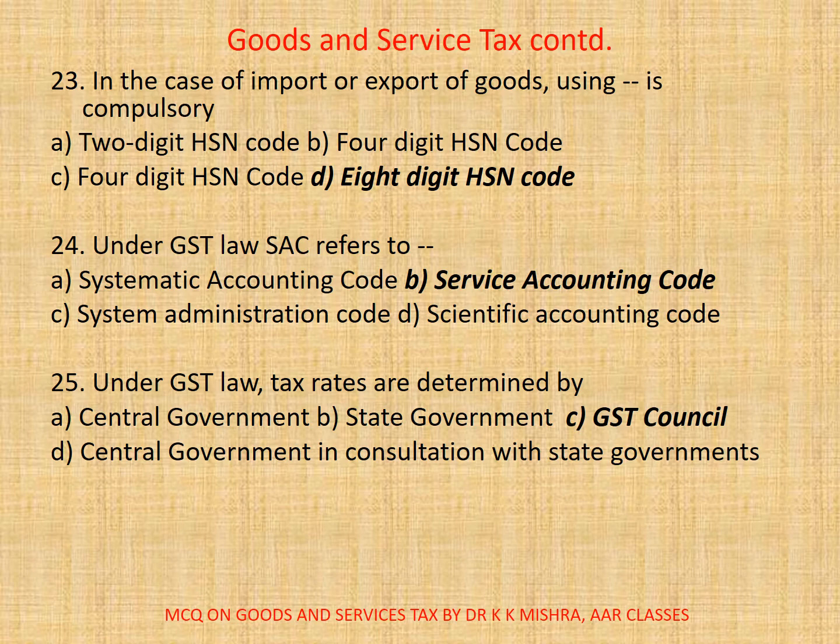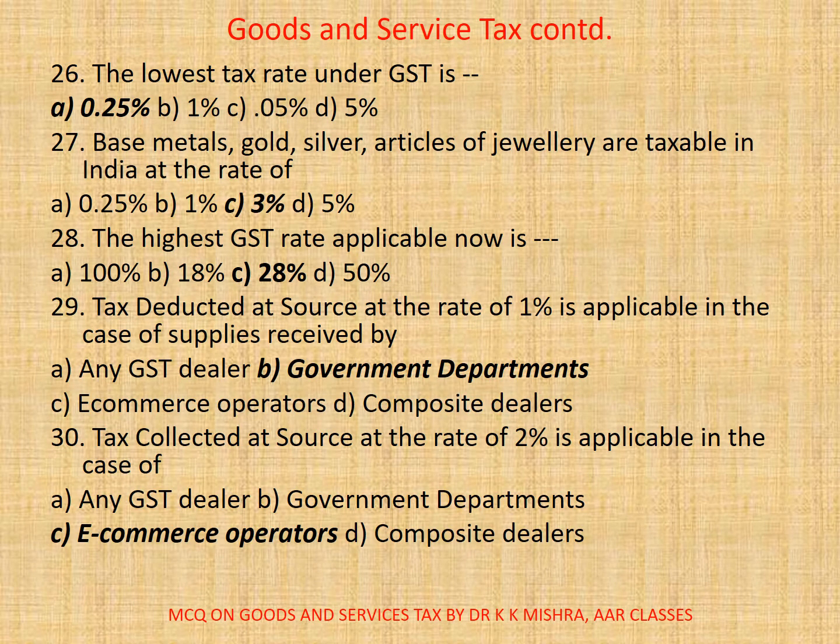25. Under GST law, tax rates are determined by: A. Central government, B. State government, C. GST council, D. Central government in consultation with the state governments. The correct option is C, GST council.